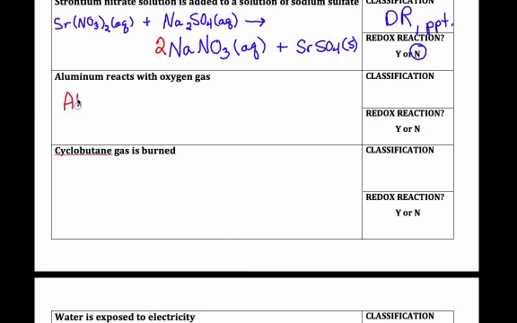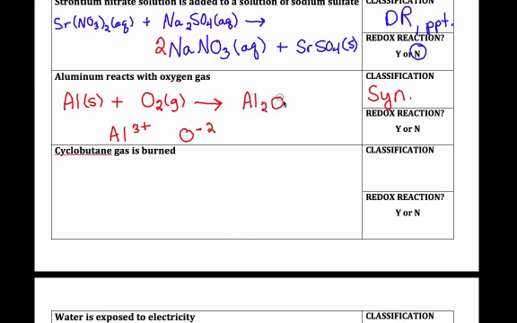The next one, I have aluminum. We know that's a solid because all metals are solid with the exception of mercury, and oxygen gas. So I have two elements, and I know if I have two elements, that means I have a synthesis reaction. And aluminum wants to become aluminum plus 3. Oxygen wants to become oxide. And so that gives me aluminum oxide formed. Ionic compounds are solid. There's no water present to dissolve that.